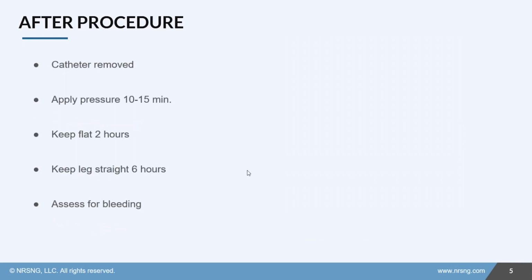After the procedure, the doctor is going to remove that catheter. You're going to need to apply pressure for about 10 to 15 minutes to that spot. A closing device might be used. Keep that patient flat for 2 hours to avoid any bleeding.